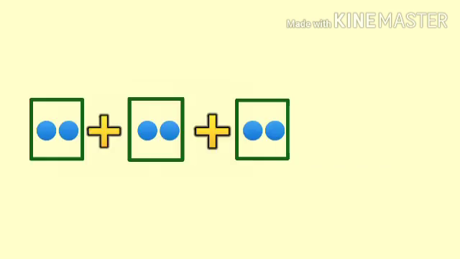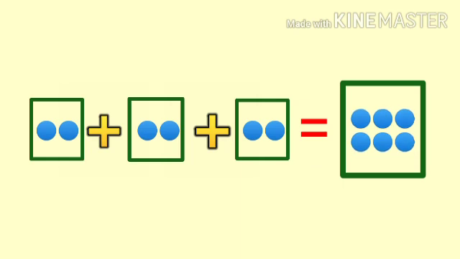See, children, here we are adding 2 dots repeatedly 3 times. So, we get 6 dots. Then we can get this repeated addition by using 3 twos or 6.